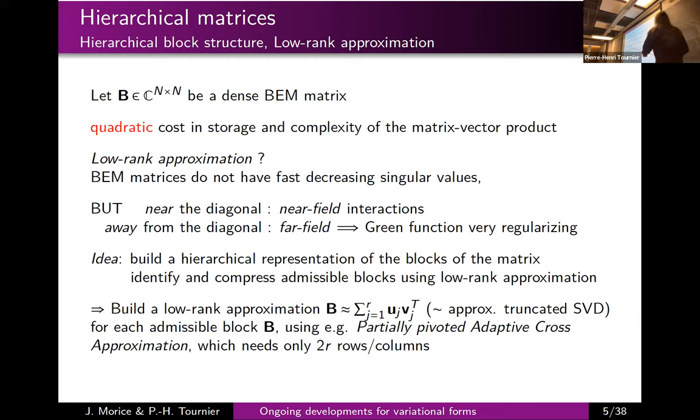And so the idea is to build a hierarchical representation of the matrix in terms of blocks of smaller and smaller sizes, and identify which blocks are compressible, which blocks are far field blocks, and make use of low-rank approximation techniques in order to compress these blocks. And so for each of these admissible blocks B, we'll be able to compute an approximate truncated SVD, for example, using a partially pivoted adaptive cross approximation, which computes an approximate truncated SVD of rank R, which only needs to compute two R rows or columns instead of the whole block.